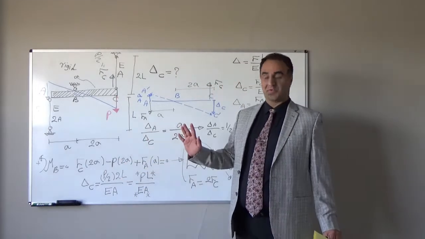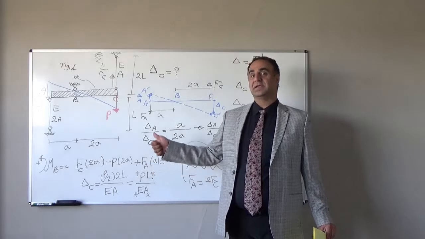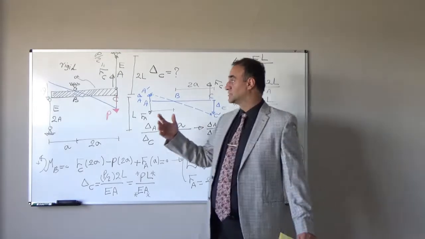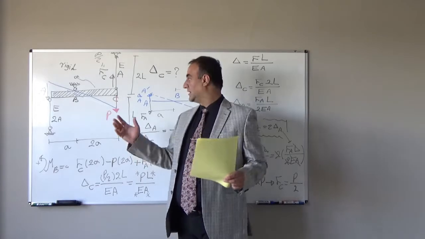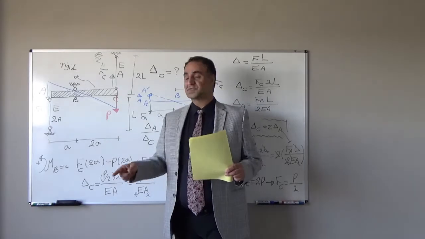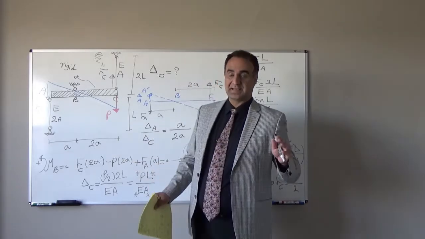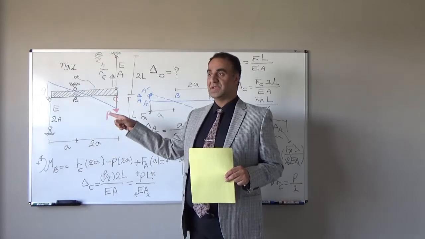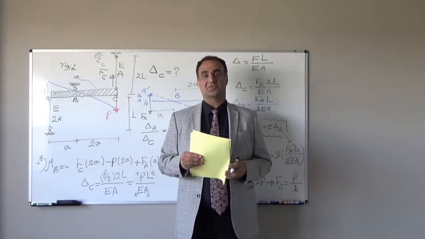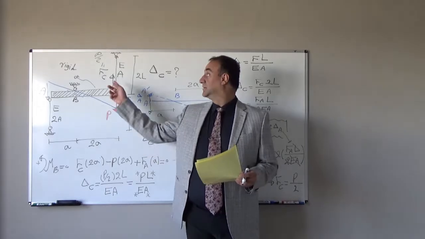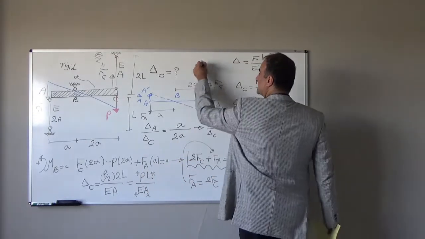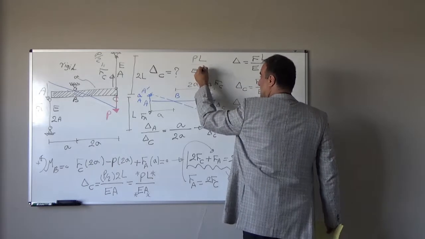This is one way to solve it. In the method I used, first I find the internal forces, which were initially unknown, in terms of the external load, which was known. Then I calculate the deformation. This method of solution we call the force method. First I find internal forces, then I find the deformation in terms of those. This is the force method. So I find delta C, which is PL over EA.